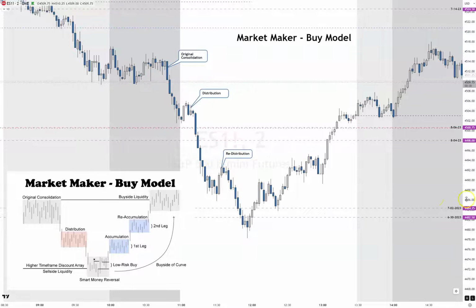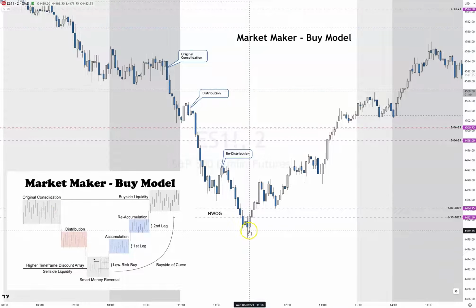But here's redistribution. Where is it targeting? Higher time frame discount array, sell side liquidity. Here's new week opening gap. If you went to a higher time frame, there's liquidity down here. Tuesday's low was right in here. So you also have the new week opening gap.